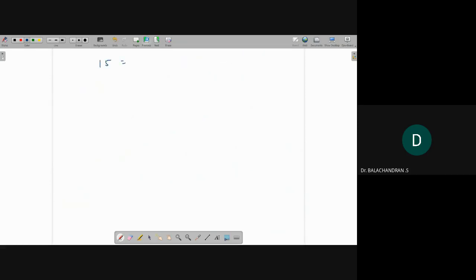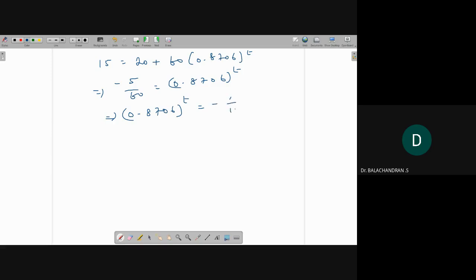15 equal to 20 plus 60 into e power, sorry, 0.8706 whole power t. So this is equal to minus 5 by 60, equal to 0.8706 whole power t, which is equal to minus 1 by 12.